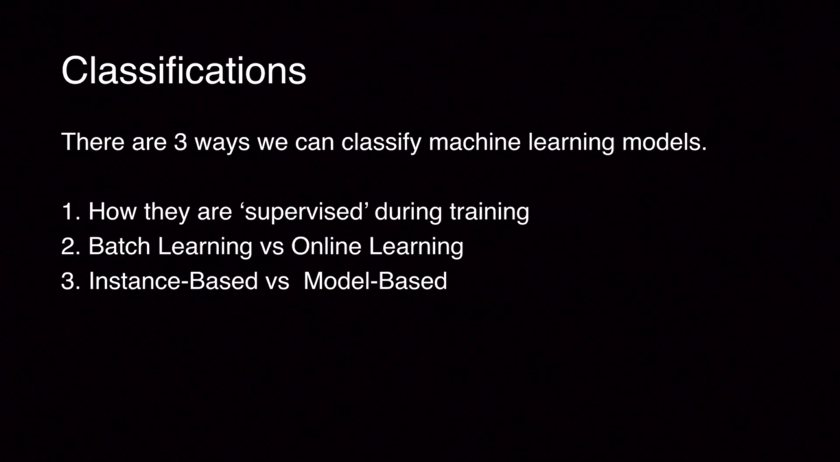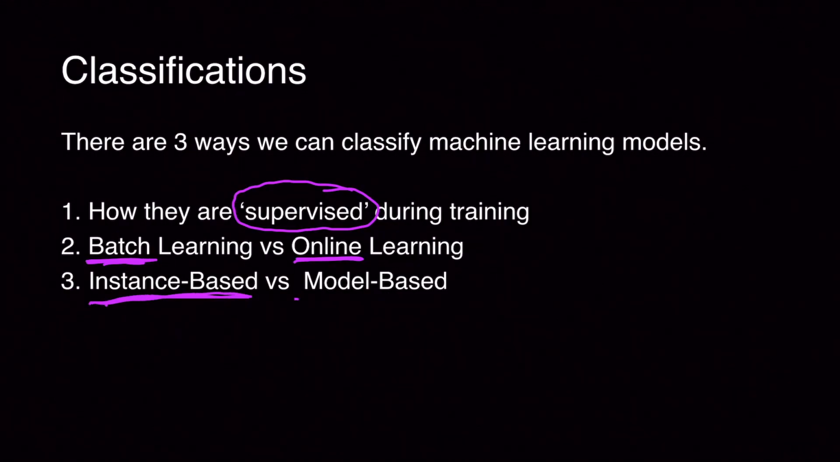There are three main or broad ways that we can classify machine learning models. First is how they are supervised during training, and in a second we'll go through all of these. The second is whether they learn through batch learning or online learning. And finally, they're categorized on how they refer to the training data for making predictions. So there's two types of that. There's instance-based and there's model-based.